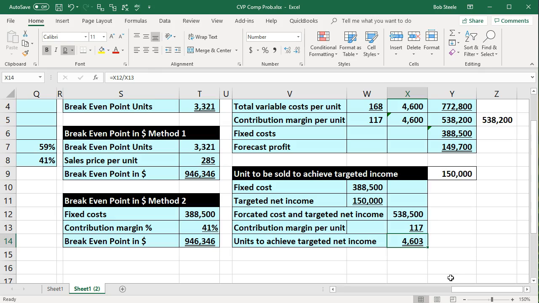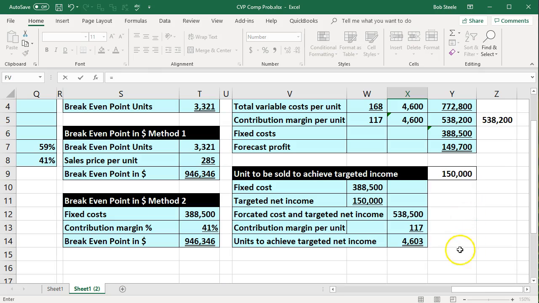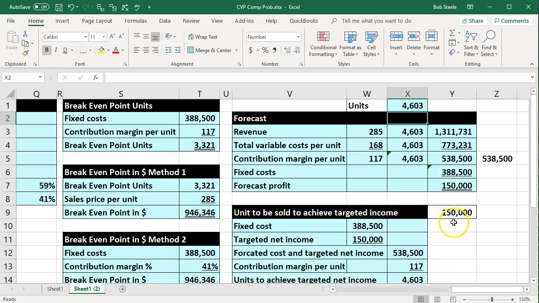Now, if we wanted our break-even point in terms of sales, we can apply these two methods in a similar fashion to break out the sales number that would be needed. And notice we can do that up top too. If I said this equaled the 4,603, then of course we would get our net income of 150,000. So we'd have to sell 4,603 to get to 150,000. Our revenue that we would need then is this 1,311,731, which of course is this number times the sales per unit, the revenue per unit.